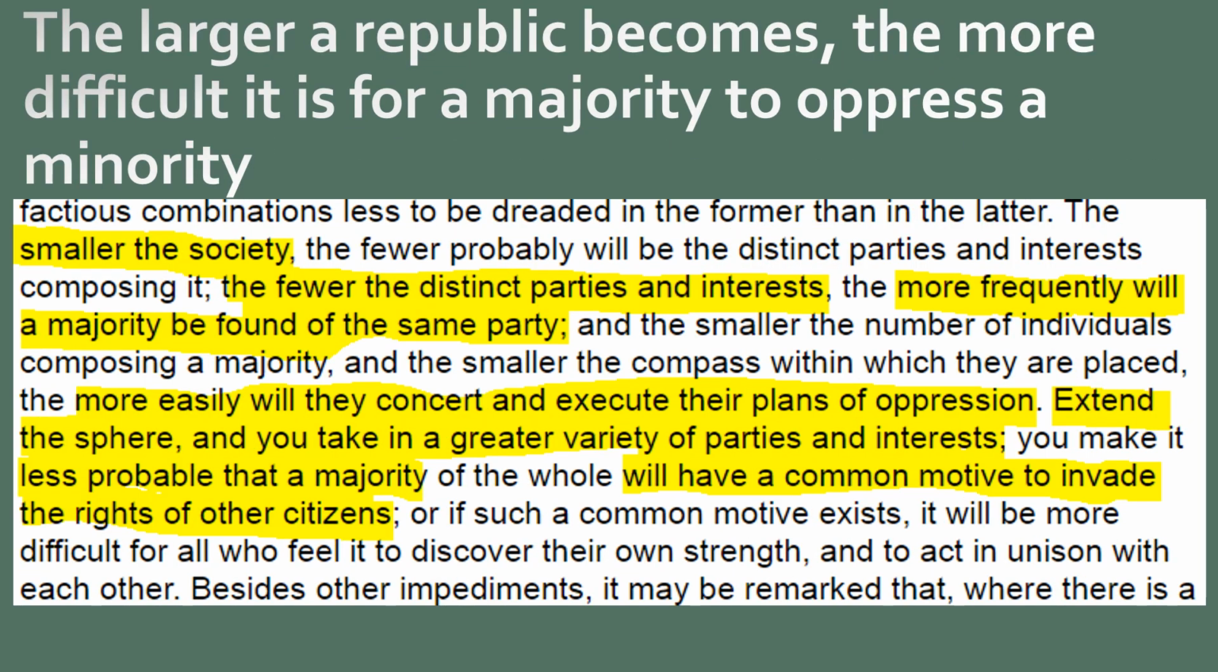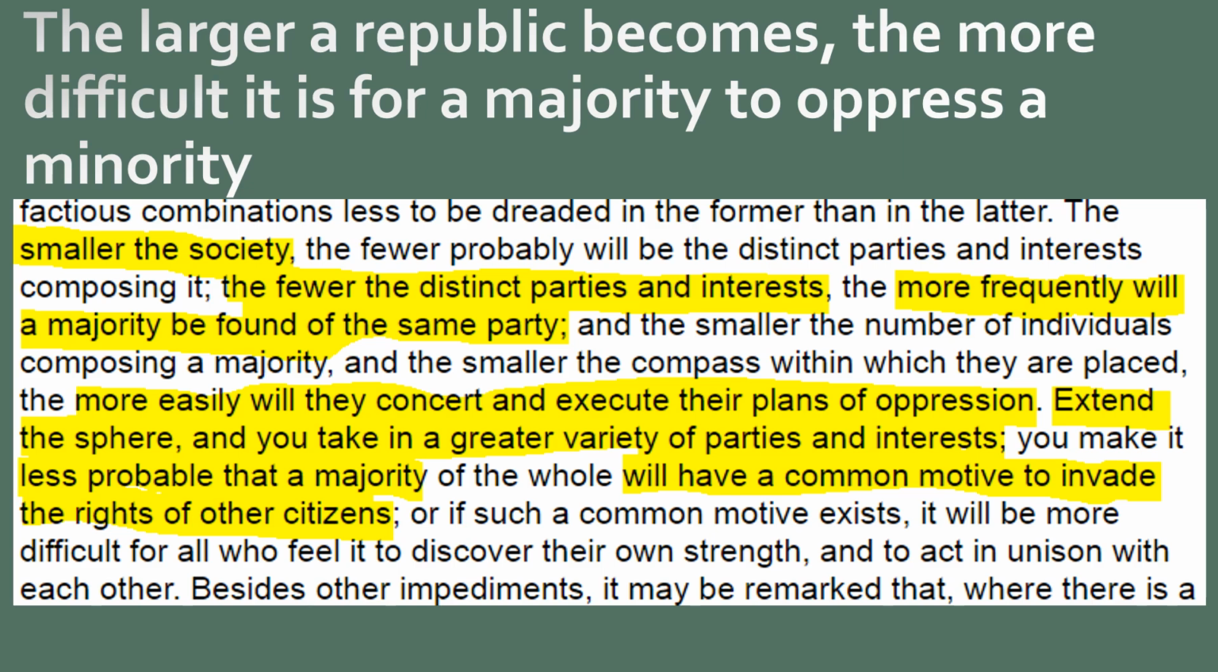Now this is where he responds to Brutus. Remember, Brutus had charged that republics have only historically worked in small areas. Small republics have worked; large republics never have. Madison admits that, but he says small republics actually don't work very well, because the smaller the society, the fewer the distinct parties and interests. So you'll have a smaller number of factions, and when you have fewer factions, the more frequently you'll have a majority within a single faction. And then it'll be easy for them to come together and oppress minorities and people that they don't like.